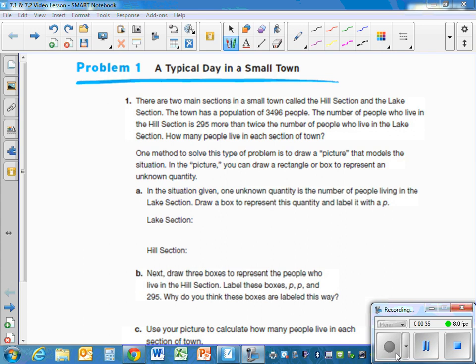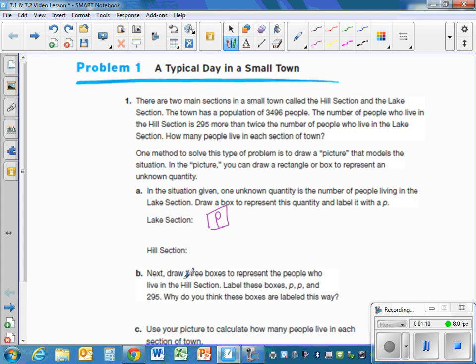One method to solve this type of problem is to draw a picture that models the situation. In the picture, you can draw a rectangle or box to represent an unknown quantity. So for part A, it says, in the given situation, one unknown quantity is the number of people living in the lake section. Draw a box to represent this quantity and label it with a P. So for now, we're just doing as the book tells us, and we're drawing one box with a P in it to represent the population of the people that live in the lake section.